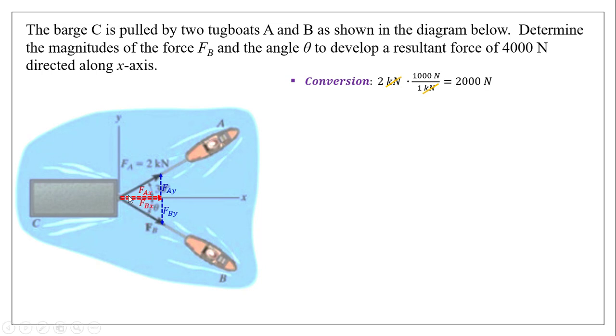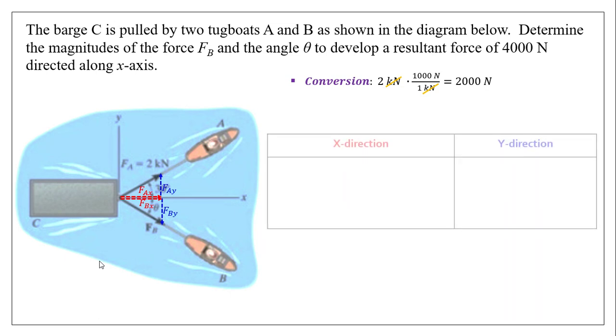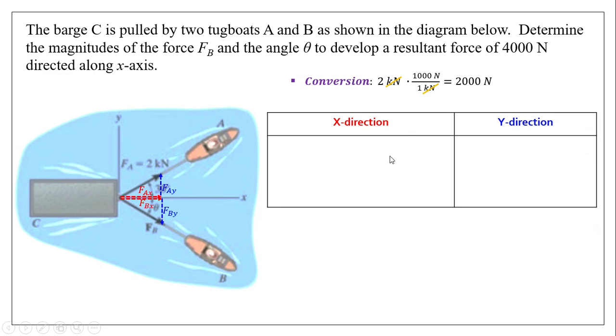So right away, you notice there are two components pointing right. FAX is pointing right. FBX is also pointing right. However, in the Y direction, you have FAY pointing up, but FBY pointing down. Again, this is the top view problem, the bird's eye view problem, so your coordinate system is in a two-dimensional plane. So I'm going to set up my X and Y information here. This is just to help you organize your information.